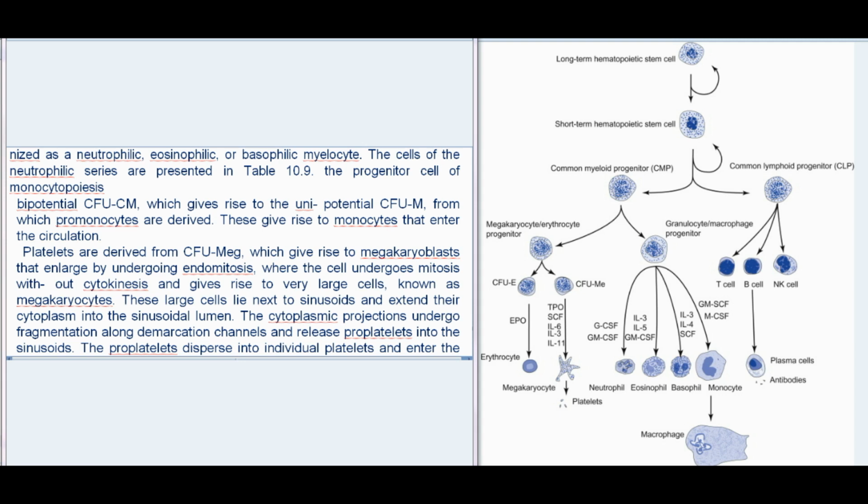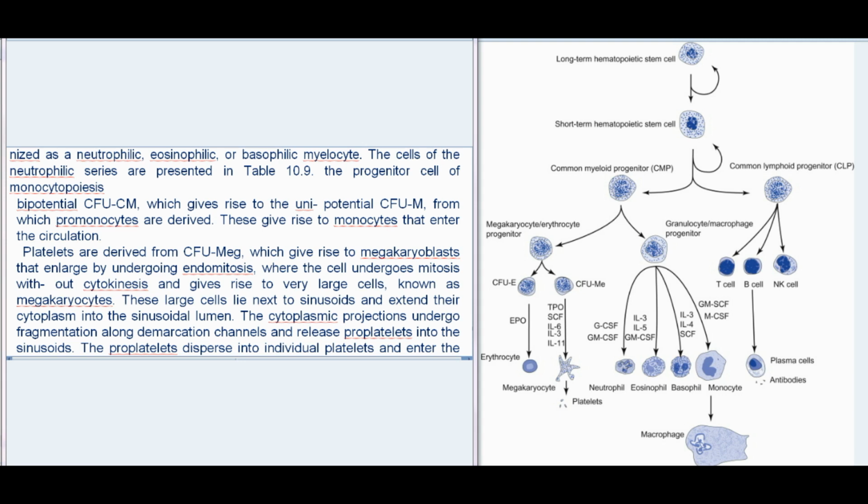The progenitor cell of monocytopoiesis is the bipotential CFU-GM, which gives rise to the unipotential CFU-M, from which promonocytes are derived. These give rise to monocytes that enter the circulation. Platelets are derived from CFU-Meg, which give rise to megakaryoblasts that enlarge by undergoing endomitosis, where the cell undergoes mitosis without cytokinesis and gives rise to very large cells known as megakaryocytes.